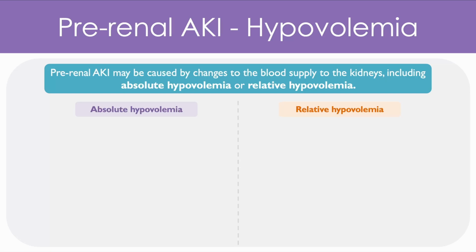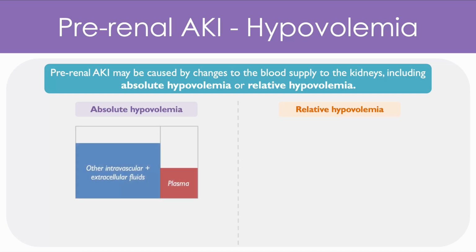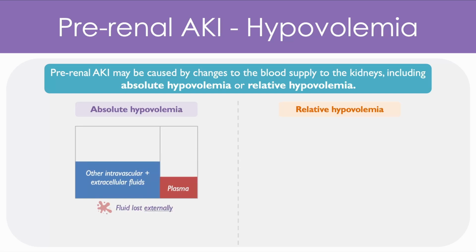Starting with absolute, in this case, there's a reduction in both the plasma volume and the intravascular and extracellular fluids. So both of these go down, usually because the fluid is lost somewhere externally. This can occur due to hemorrhage, vomiting, burns, or diarrhea.